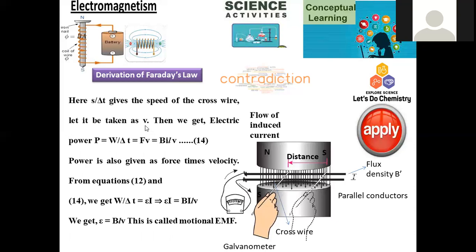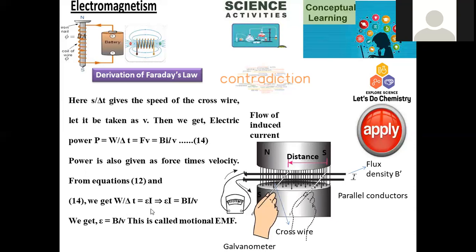So here, this ratio can be taken with another parameter called v. Then we get electrical power. P is equal to W by delta T, where W is the work done on the system within the time period delta T, the variation of the time. So it is taken as F v is equal to B I L v, right? B is the flux density, L is the length in between, and v is nothing but s by delta T here. Power is also given as force times velocity. From this equation, we got a finalized one.